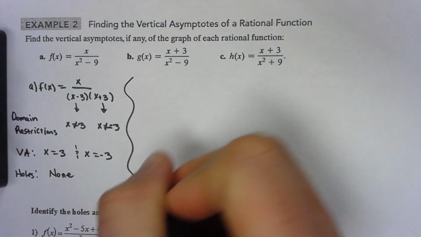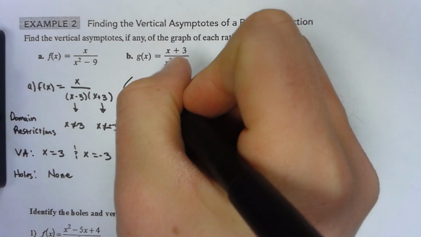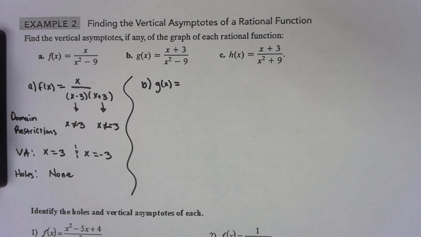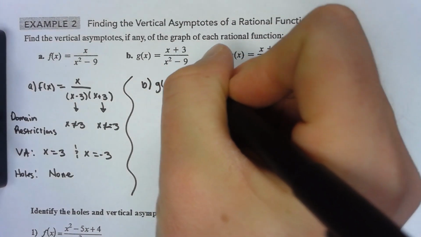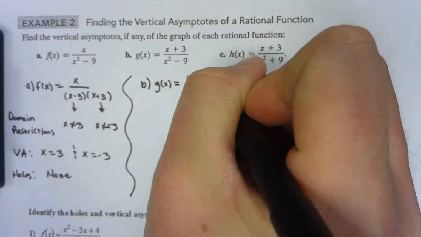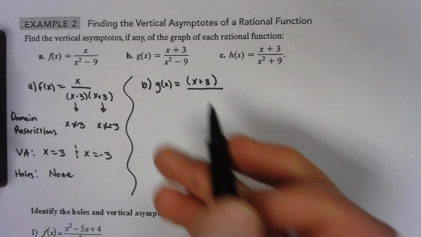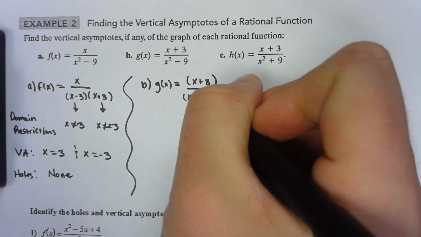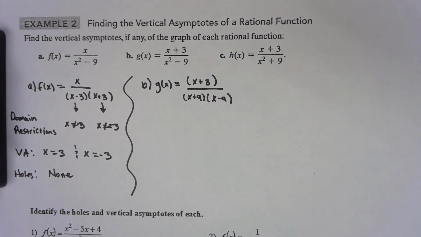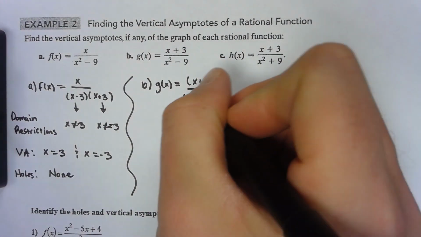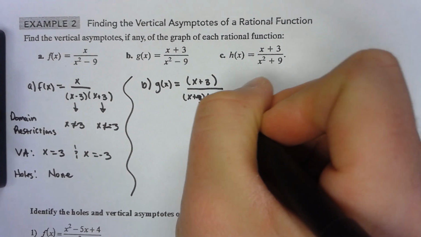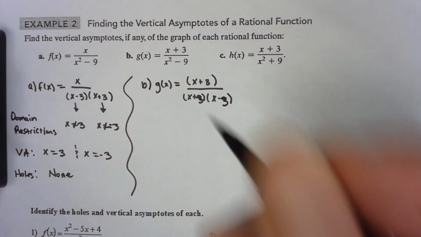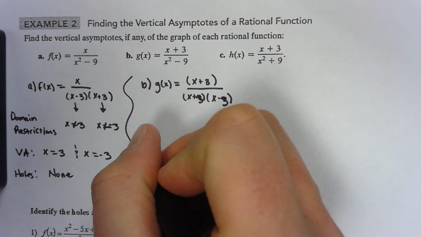All right, let's move on to part B. So g of x. Again, the first thing I'm going to do is factor everything. The numerator of x plus 3 is as factored as it can get. The denominator of x squared minus 9, same factoring as before. So that factors to x plus 9 and x minus 9. Let's try that again. How about x minus 3 and x plus 3? This time, let's actually state the domain restrictions.